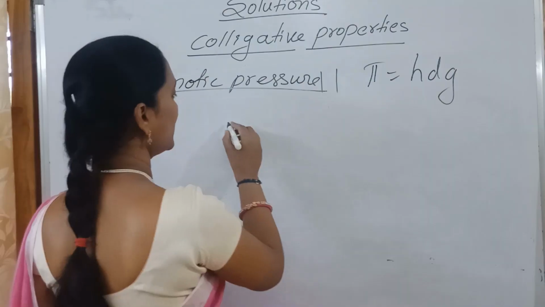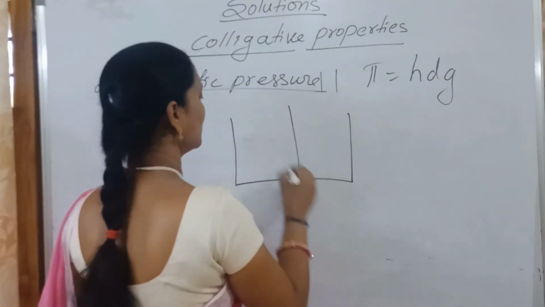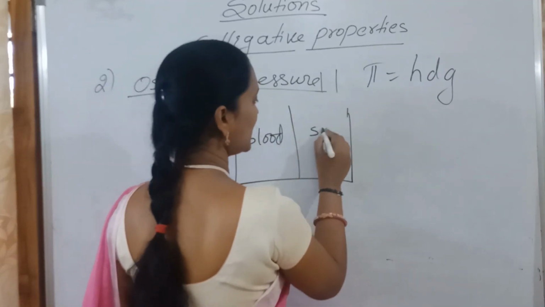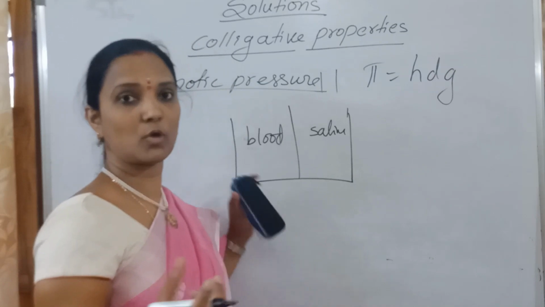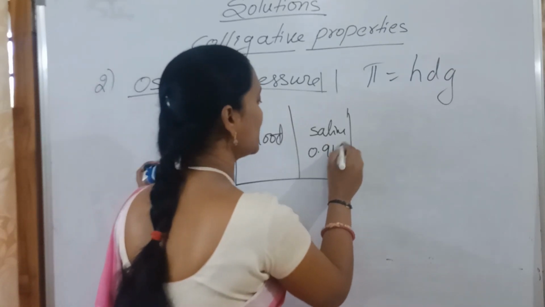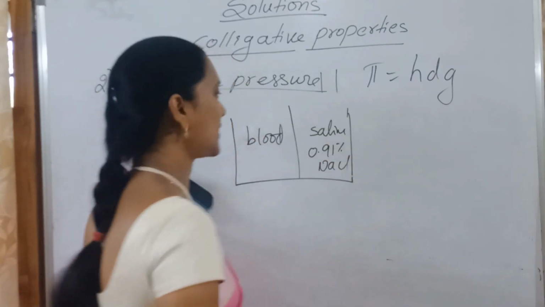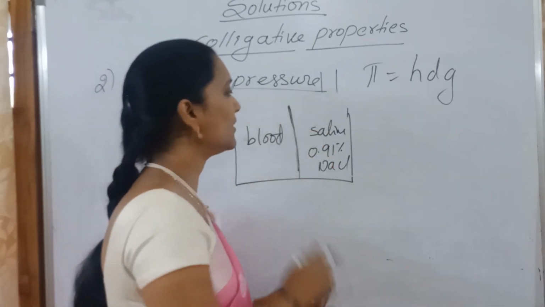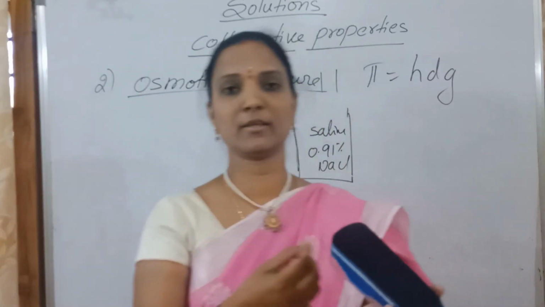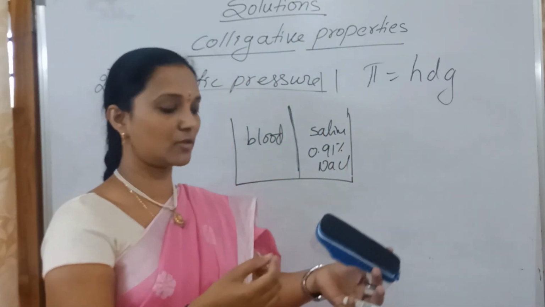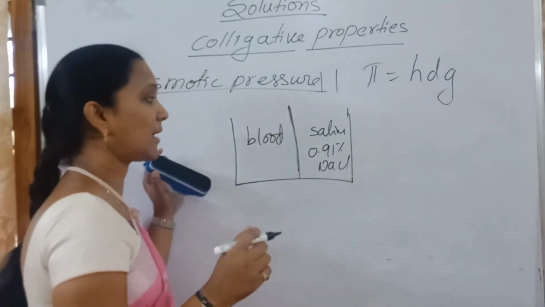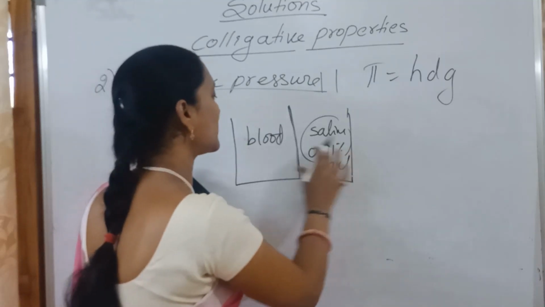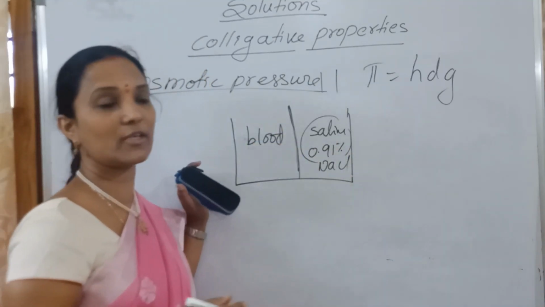For example, here we are taking blood, and on the other side saline water, that is nothing but 0.91% NaCl solution, saline. So one side blood, another side saline, and this is a semi-permeable membrane. Just saline entered into the blood cells. Now here saline 0.91% is isotonic with blood. Saline is isotonic with the blood.